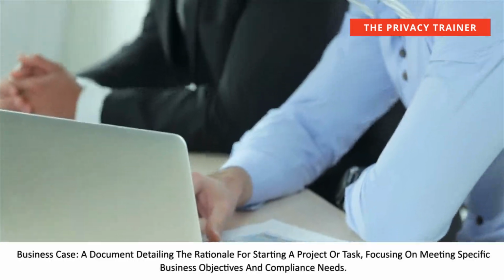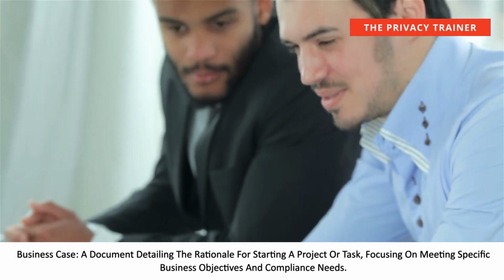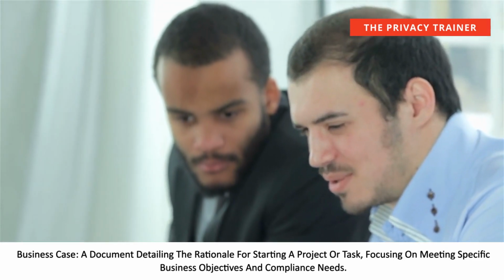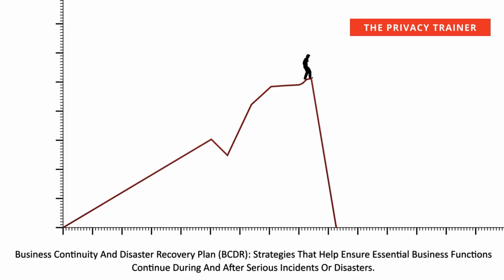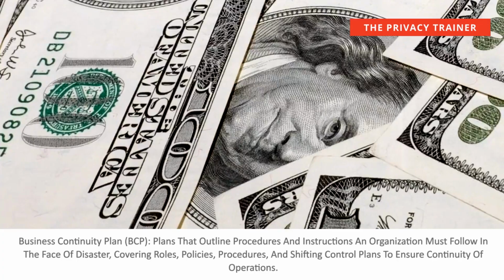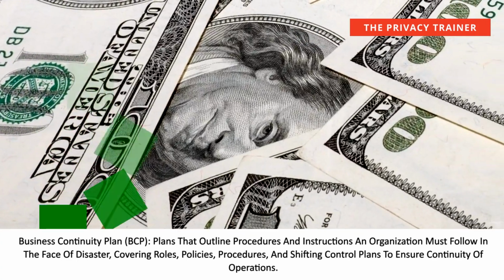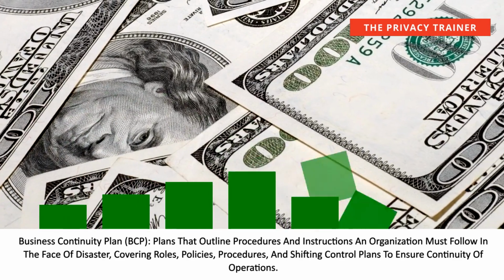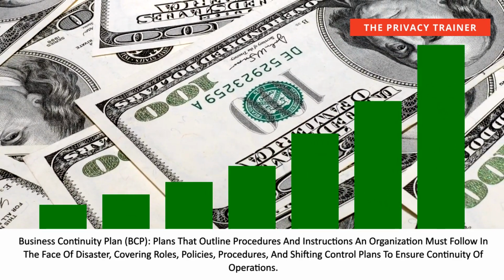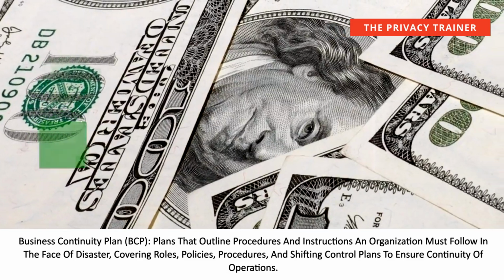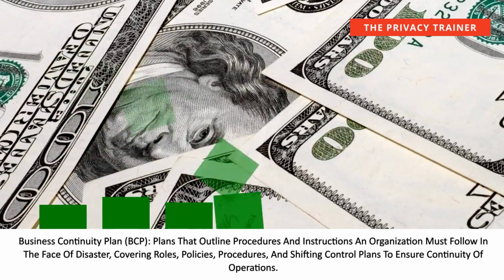Business case, a document detailing the rationale for starting a project or task, focusing on meeting specific business objectives and compliance needs. Business continuity and disaster recovery plan, BCDR, strategies that help ensure essential business functions continue during and after serious incidents or disasters. Business Continuity Plan, BCP, plans that outline procedures and instructions an organization must follow in the face of disaster, covering roles, policies, procedures, and shifting control plans to ensure continuity of operations.